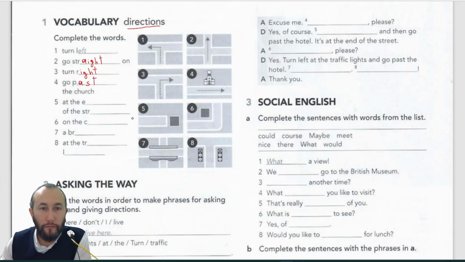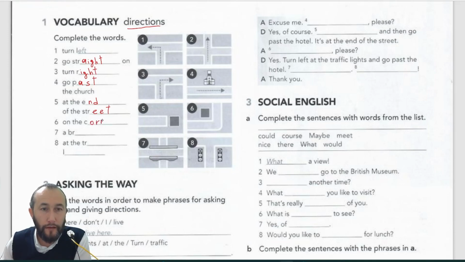All right. So number 5. So that is at the end of the street, obviously. At the end of the street. So at the end. END of the street. STREE and T. Number 6. That is on the corner. Number 6. This box is on the corner. So we're going to write here number 6, on the corner.